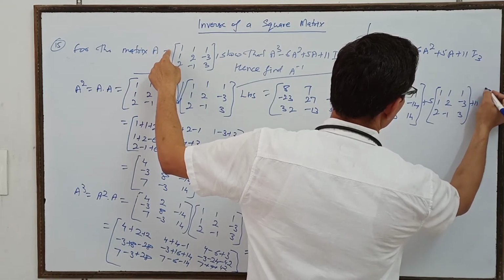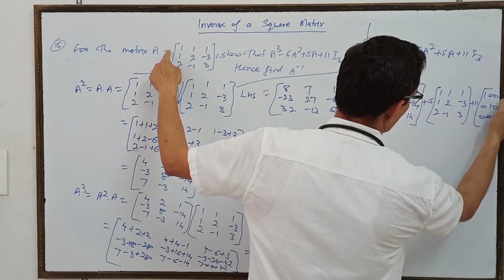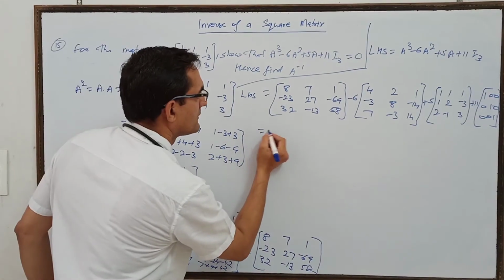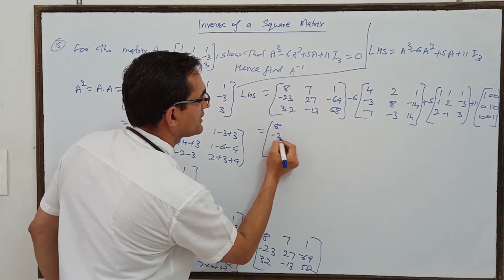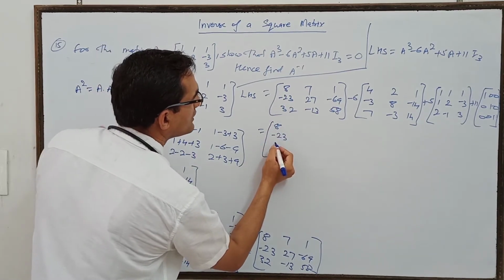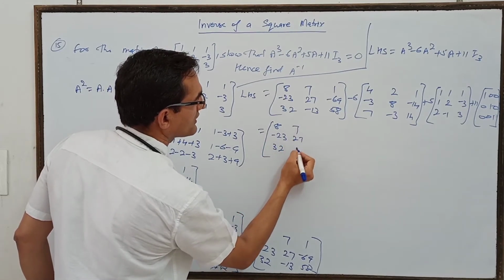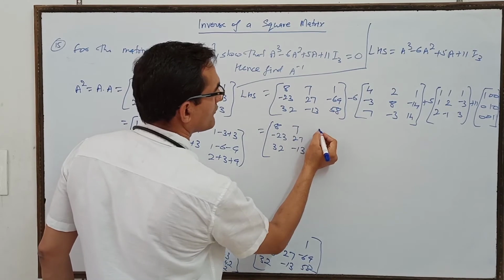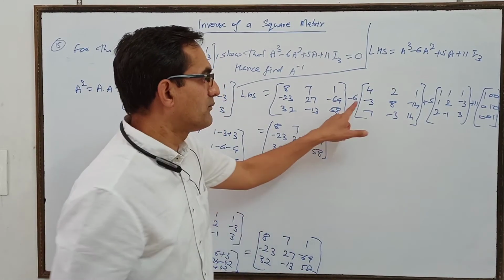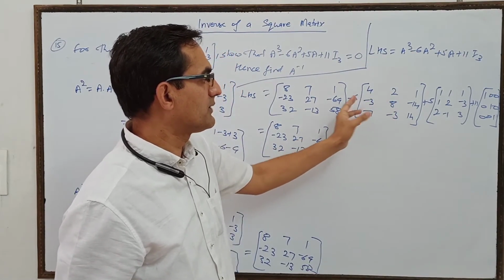Plus 11 into identity matrix of order 3: 1 0 0, 0 1 0, 0 0 1. This you have to simplify. This is 8, minus 23, and 32, 7, 27, minus 30, and 1, minus 69, 58, and take minus 6 inside it. So multiply each of the members by minus 6.